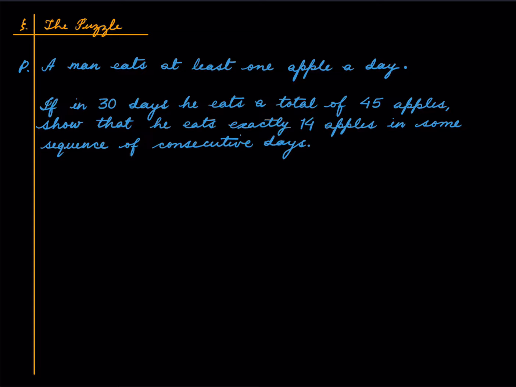So I hope the statement is clear, and it's quite interesting that it's not just some kind of bound, like at least this much or at most that much. It's an exact number that we can say, okay, this much he must consume in some sequence of consecutive days. All right. So I'll be discussing two solutions of it. The first one is a very slick solution, and then the second one, well, you decide.